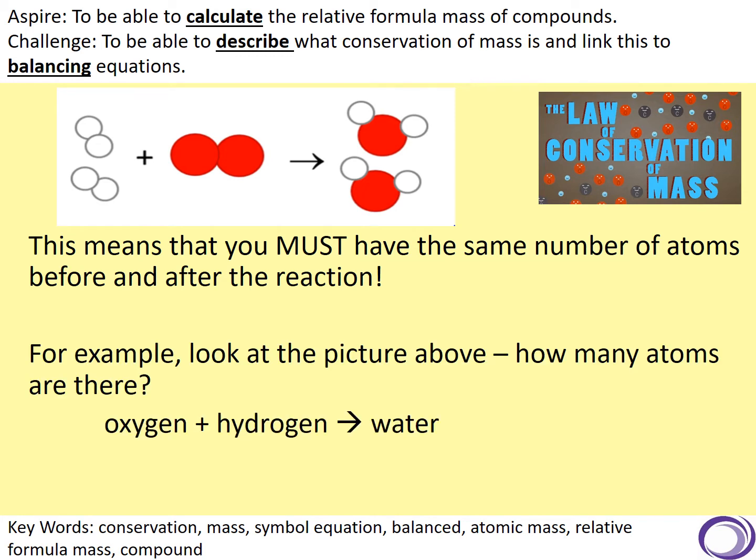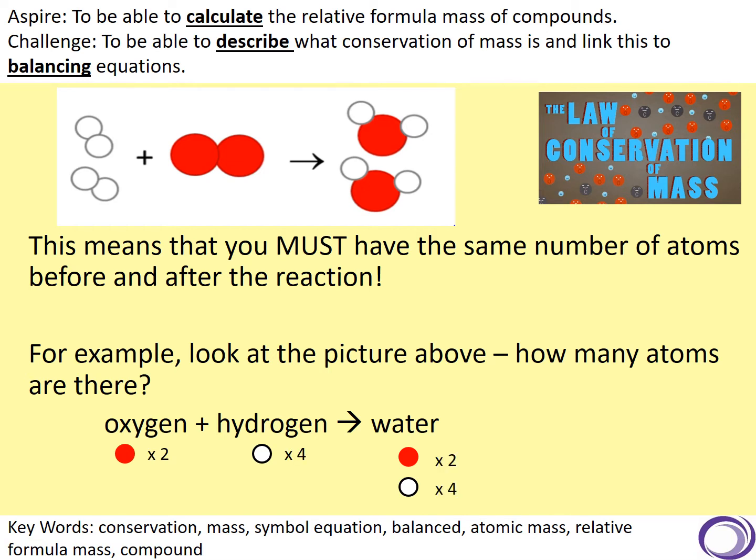So looking at that picture above, as we've said, these chemicals are actually representing oxygen and hydrogen, and then the molecules of water at the end. So we have got oxygen atoms represented in red and hydrogen atoms represented in white.